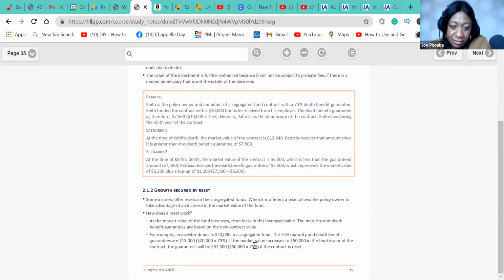All right, so anything else? Growth secured by reset. You can secure your growth, because the market that delivered 20,000 to you in 2021 can deliver 6,000 to you in 2022. So you want to lock that in. Awesome, I like that feature. Okay, let's move on.